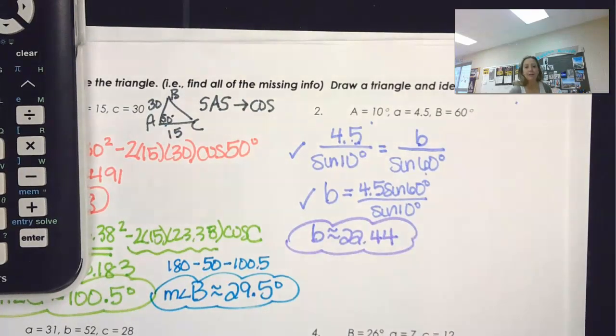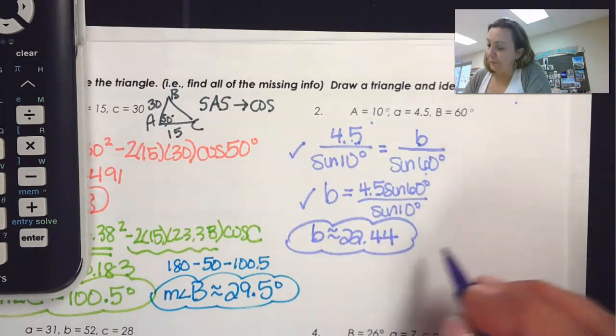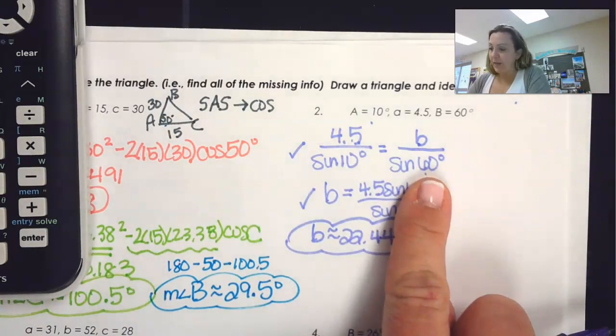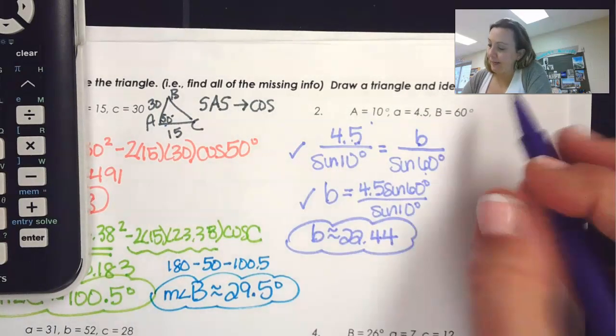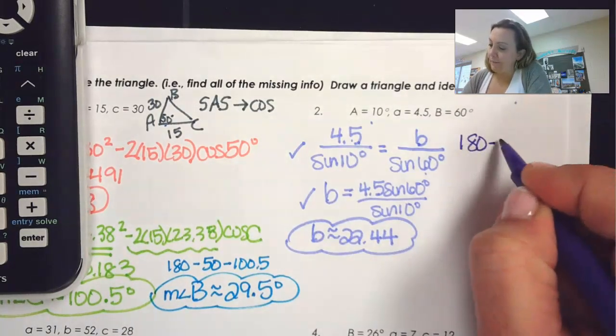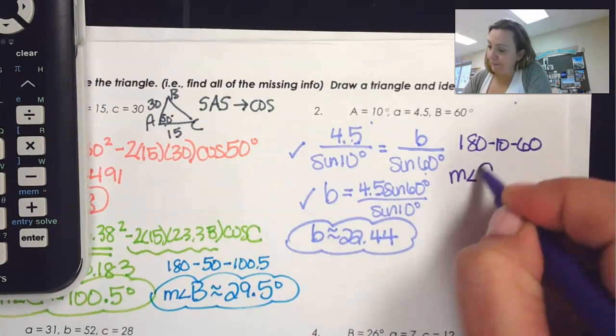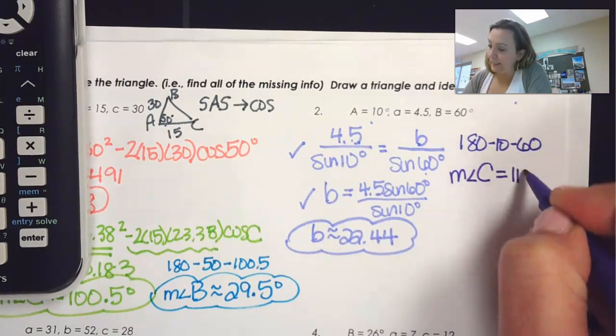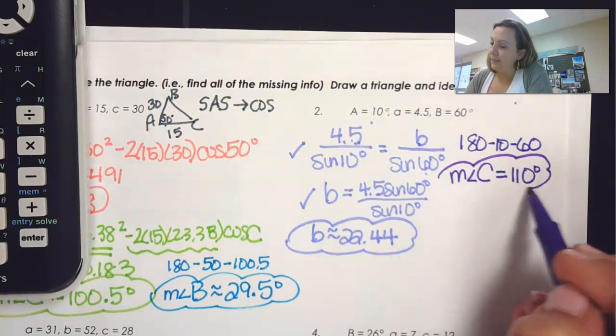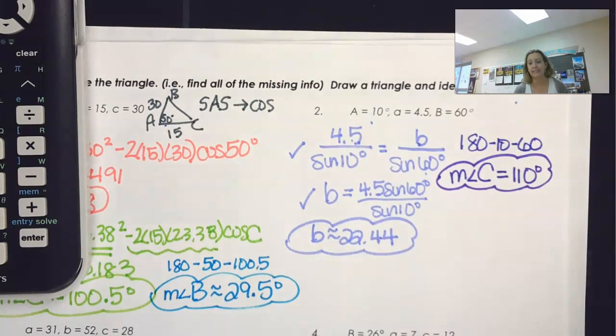Okay. Now, of course, it would be nice for me to set up one other law of sines proportion, but in order to do that, I would need to know what angle C is. And I can find angle C very easily by taking 180 minus angle A minus angle B. And that tells me that my measure of angle C is 110 degrees. I don't use the approximately here because they gave me 10 and 60 as actual degree measurements, so I don't necessarily need to think about rounding there.